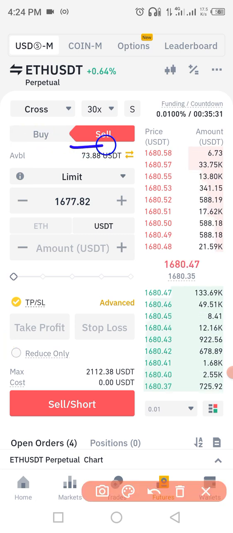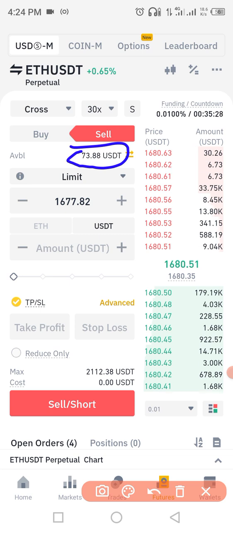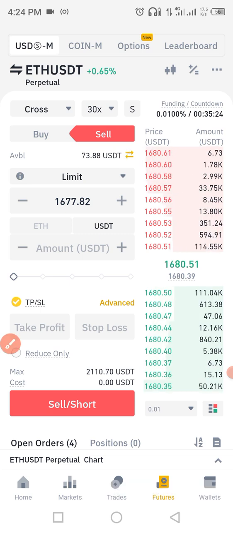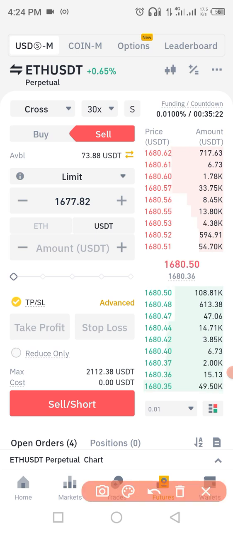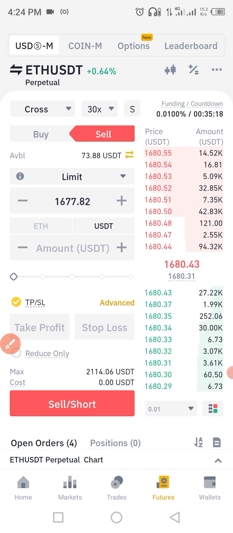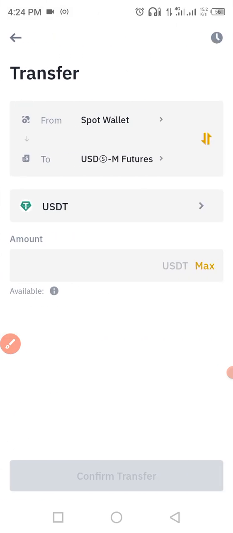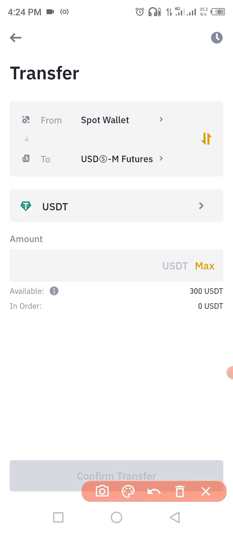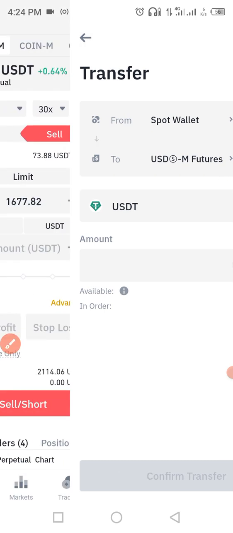You can see it here, the available balance. I currently have $73 in this account. Let's say you want to add some money to your futures account, you just click on this icon here. Once you click on that icon, you're going to see transfer from your spot wallet to your futures wallet. Of course, you're going to be using your futures USDM wallet, because you're going to be measuring your profit in dollars. Let's say after your transfer, that's the end of it.